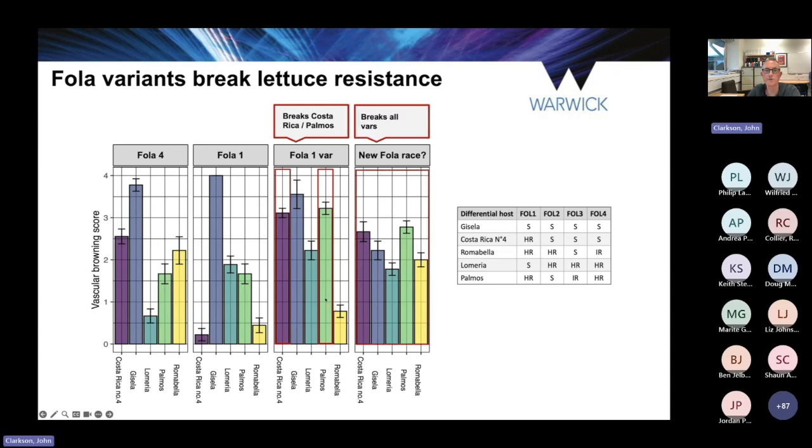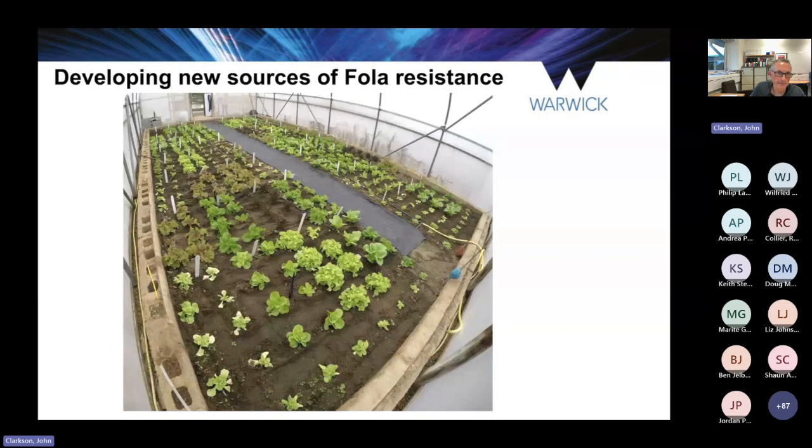And then for the new race, or what we think is a new race, this is breaking multiple sources of resistance. So all these different differentials seem to get infected, some of which are at a slightly lower level than for some of the other races. Okay, so the challenge then is to develop new sources of resistance to these new races. So that's something that the industry is going to be addressing soon.